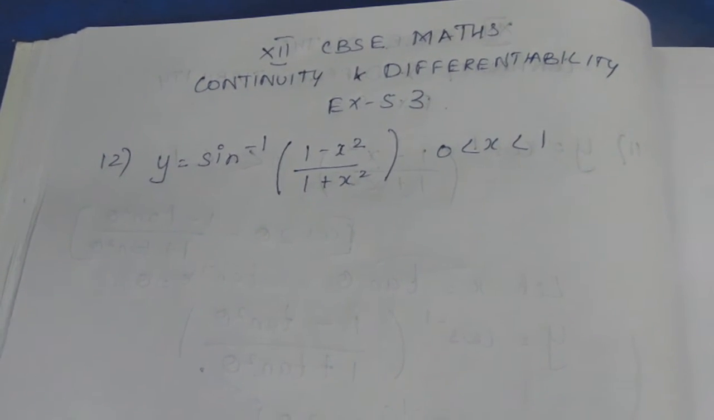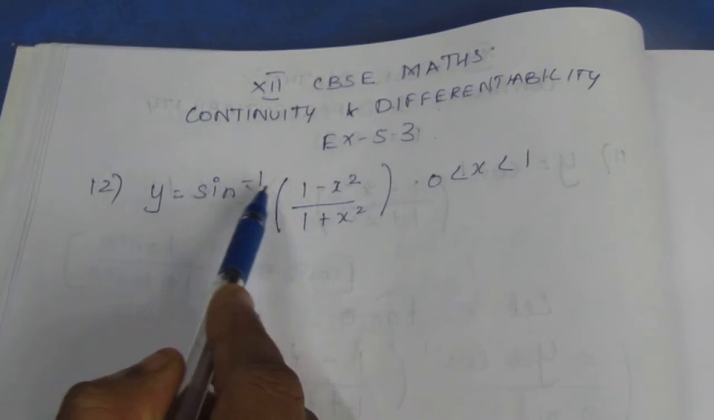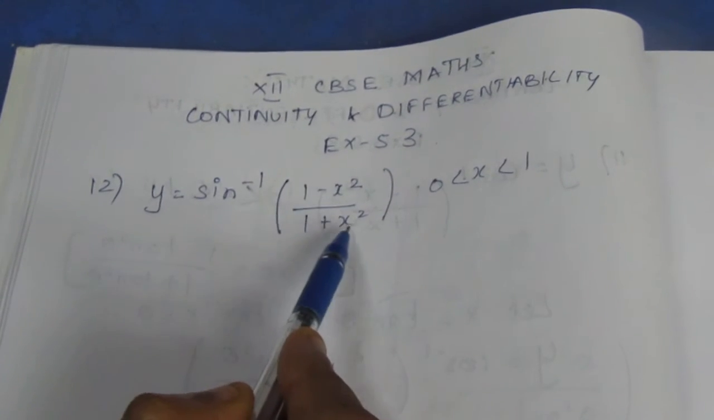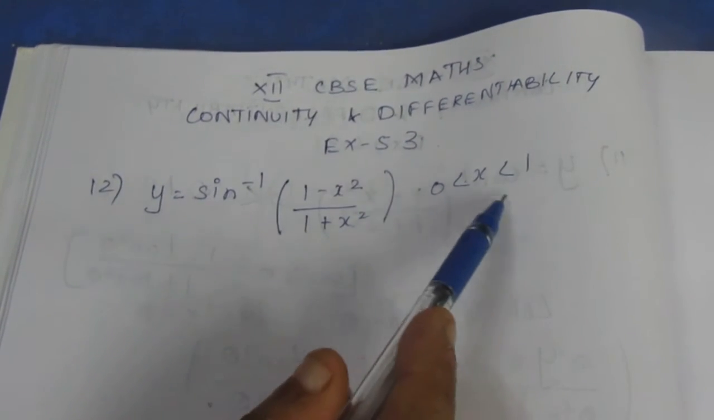Today we are going to see 12 CBSE Maths Continuity and Differentiability exercise 5.3 question number 12. Let's see the question. We need to differentiate with respect to x. Here they have given y is equal to sine inverse of (1 minus x square) by (1 plus x square). X lies between 0 and 1.